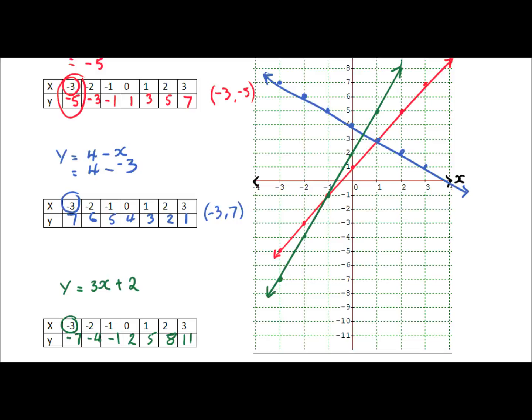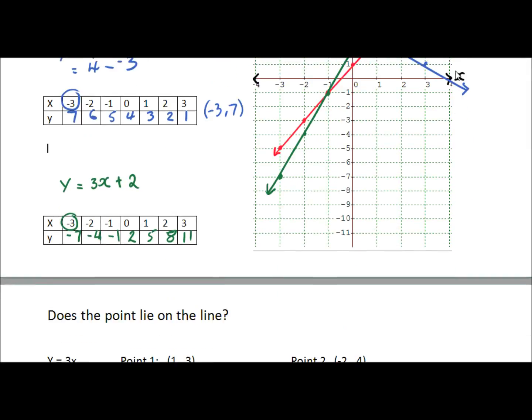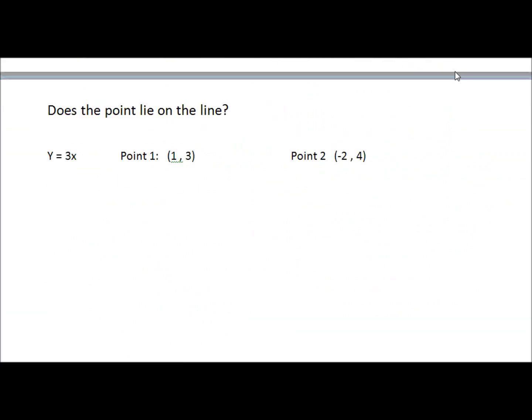Now, I've used colours to indicate which graph is belonging to which rule. However, if you didn't have different colours, you may in fact need to write on the actual graph the rule y equals 3x plus 2, just so that people know. Right, well done. Alright, last part of this exercise.